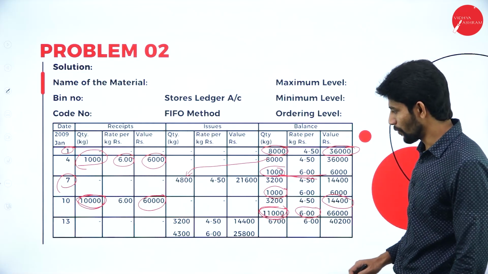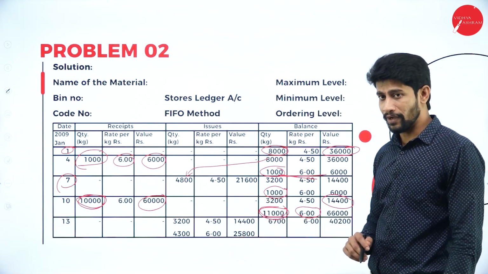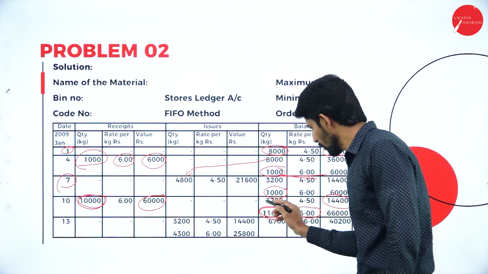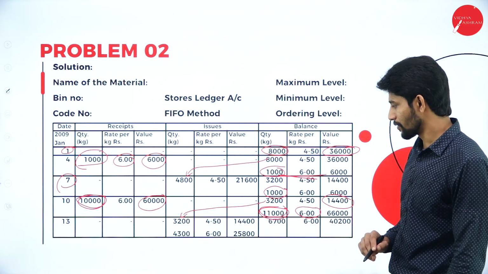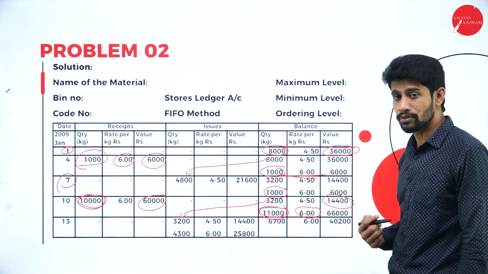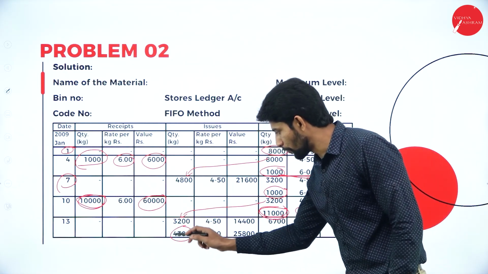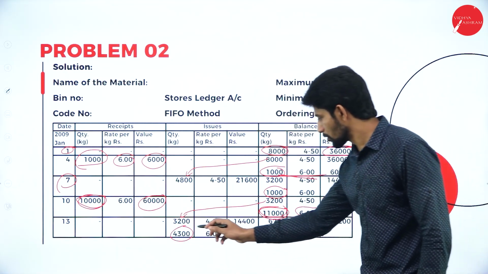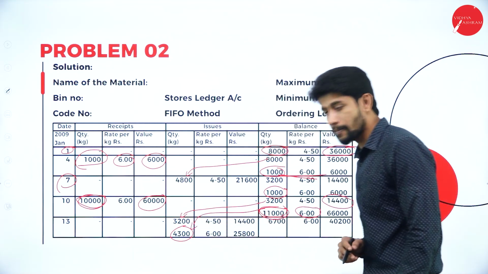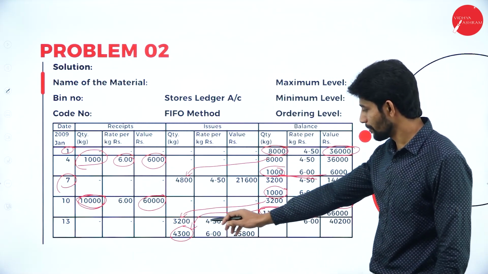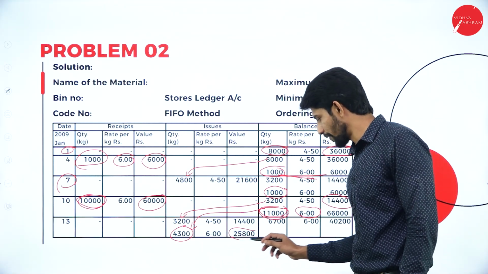So that is why we are writing it together. Next, on 13th Jan, what is the entry? They issued how much? 7,500 units. So first issue 3,200 units. Still how much we are supposed to issue? To issue 7,500. Still we are supposed to issue 4,300 units. So issue this 4,300 units from 11,000. So 4,300, 6 rupees per unit, total 25,800.